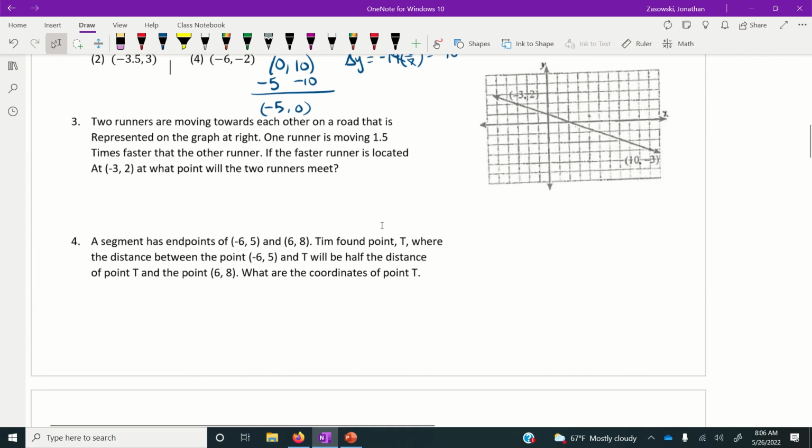So 2 runners are moving towards each other on a road that is represented on the graph at right. One runner is moving 1.5 times faster than the other runner. If the faster runner is located at -3, 2, what point will the 2 runners meet? Now, the faster runner is located here. So that means that this part of the line, because it's faster, is going to be the larger part of our line.